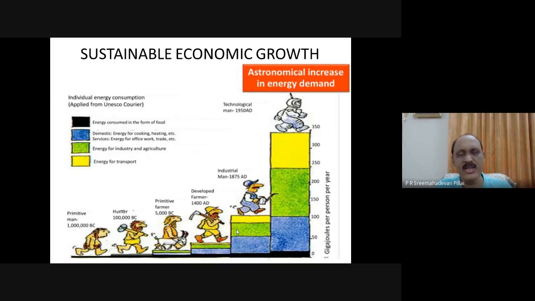Now see the graph, how the energy requirement has gone up. From 1 million years ago, it has come up to a 350 times increase. The highest increase is after 1950, because from 1950 onwards, man is not dependent on heavy industry alone. Man is dependent on intelligent industry as well. Now see the next slide.